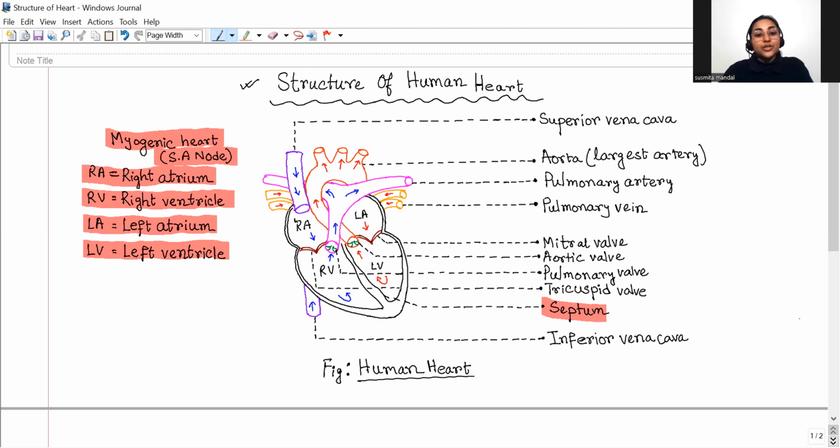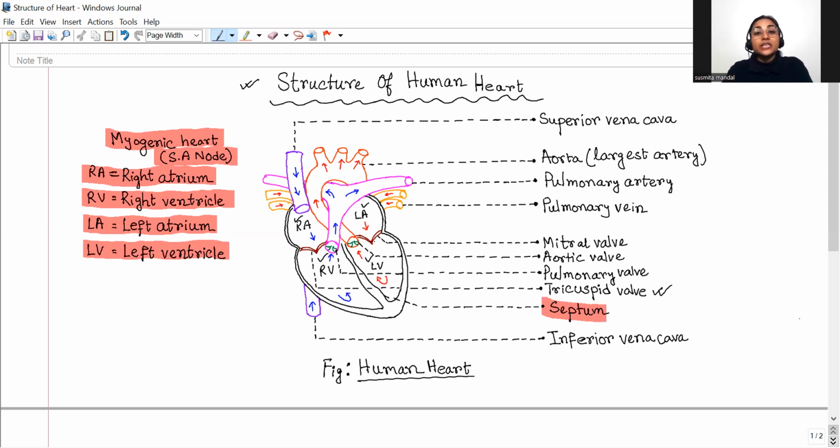Now, the right atrium and right ventricle. At the junction of the right atrium and right ventricle, there is a tricuspid valve. This tricuspid valve has three muscular flaps. That's why the name is tricuspid valve. So, from the right atrium, blood flows in the direction of the right ventricle, but does not go back to the right atrium again. So there is a valve, the tricuspid valve, present at the junction of the right atrium and right ventricle.